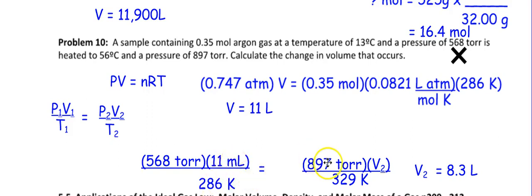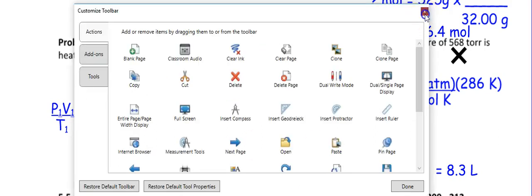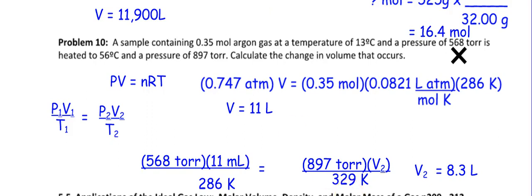And then here's my Kelvin, here's my new torr, new volume, new Kelvin. And when I multiply, divide, then I'm going to do what? I'm going to multiply by 329, and I'm going to divide by 897. I get 8.3 liters. So once again, get rid of the milli. It's just plain old liters there. And so that is your answer.